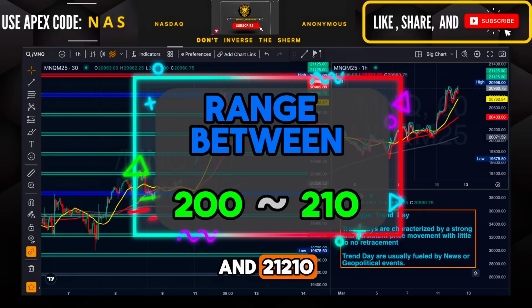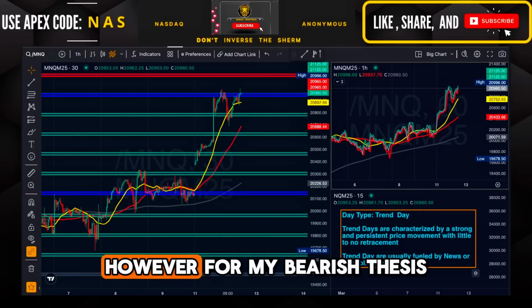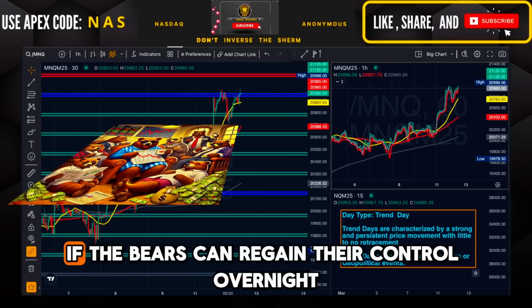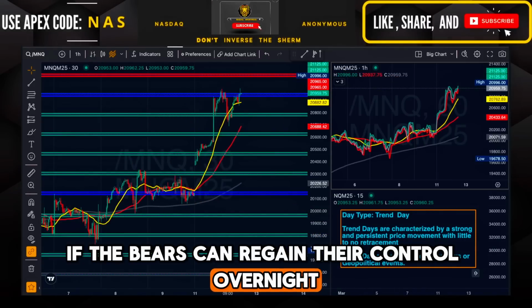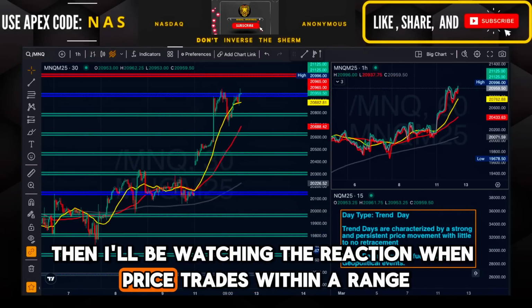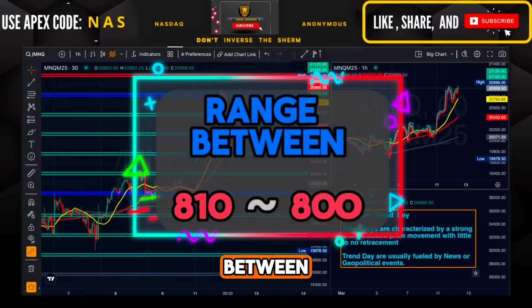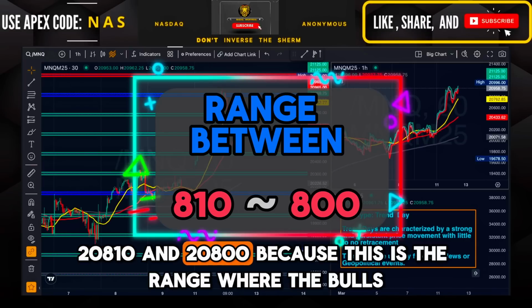But if they fail to regain control, then I'll be watching the reaction when price trades within a range between 200 and 210. However, for my bearish thesis, if the bears can regain their control overnight, then I'll be watching the reaction when price trades within a range between 810 and 800.